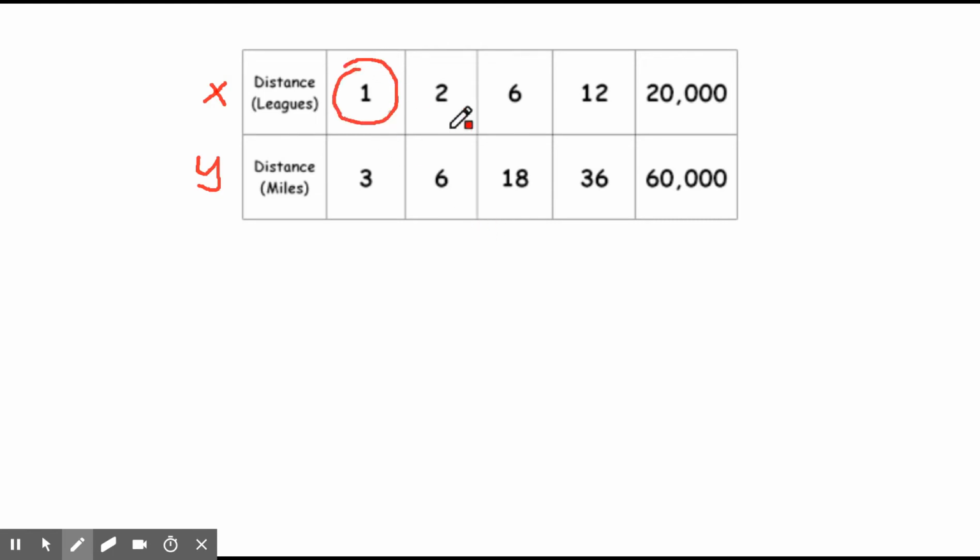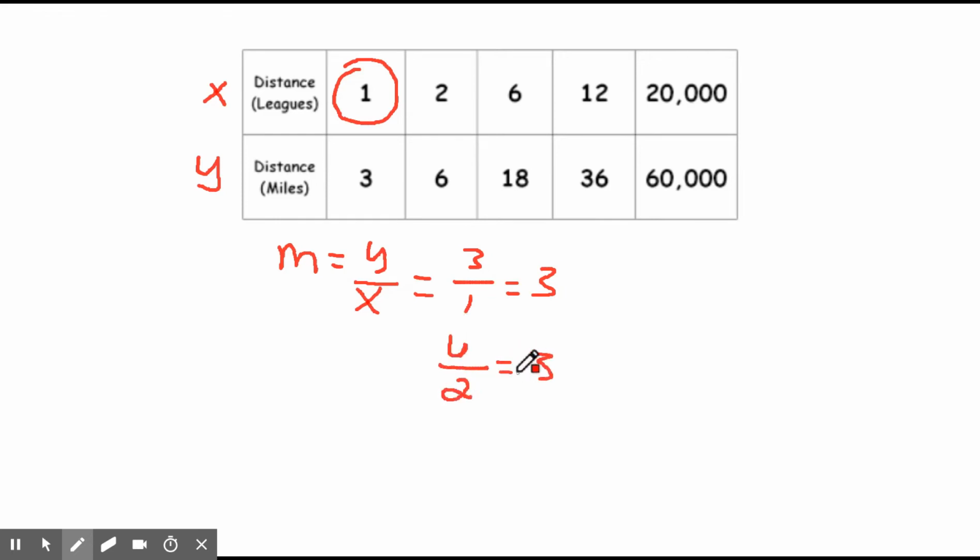And so when we look at this table, we're going to use the equation m is equal to y over x. If we use our first one, it will be obvious, right? It's 3 over 1, which is equal to 3. If I take the next ratio and do 6 divided by 2, that is equal to 3. 18 divided by 6, that is equal to 3. 36 divided by 12, and you get the point: every single one of these simplifies to 3. So 3 is our m.